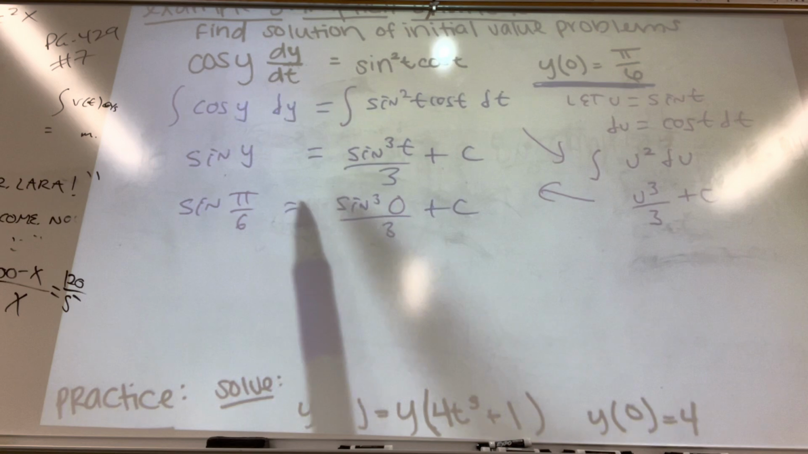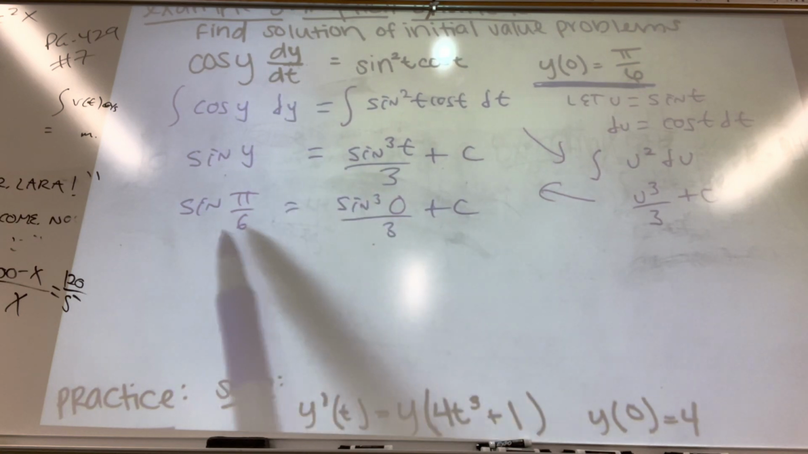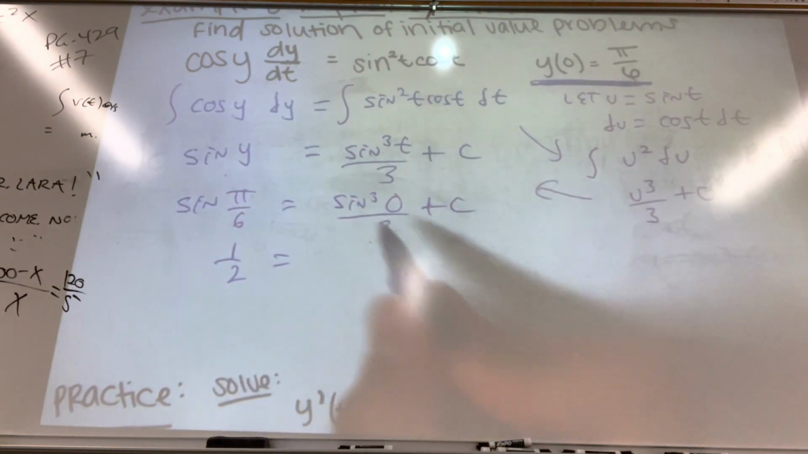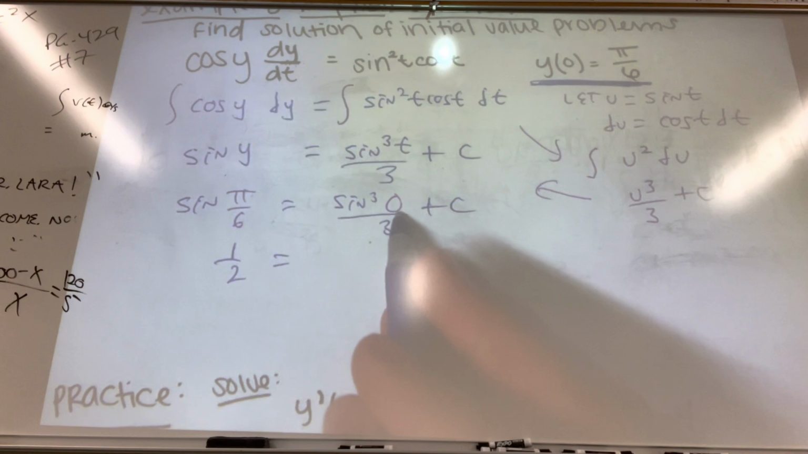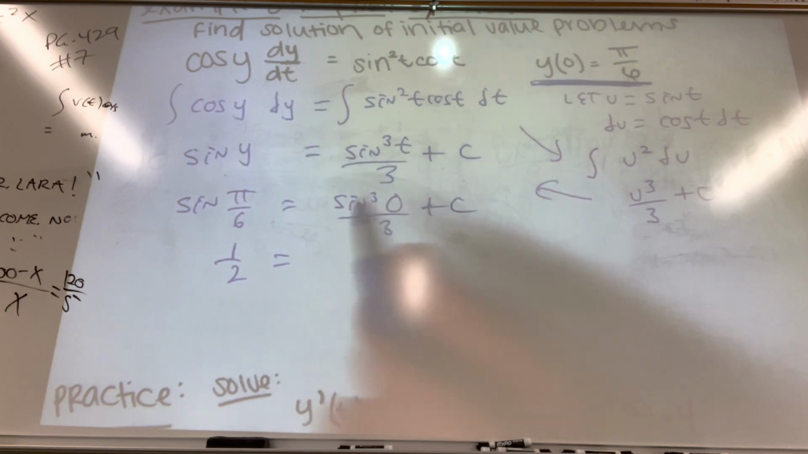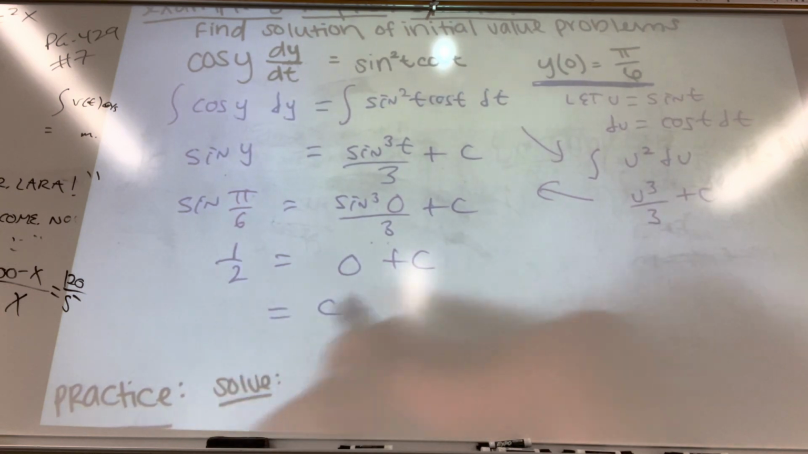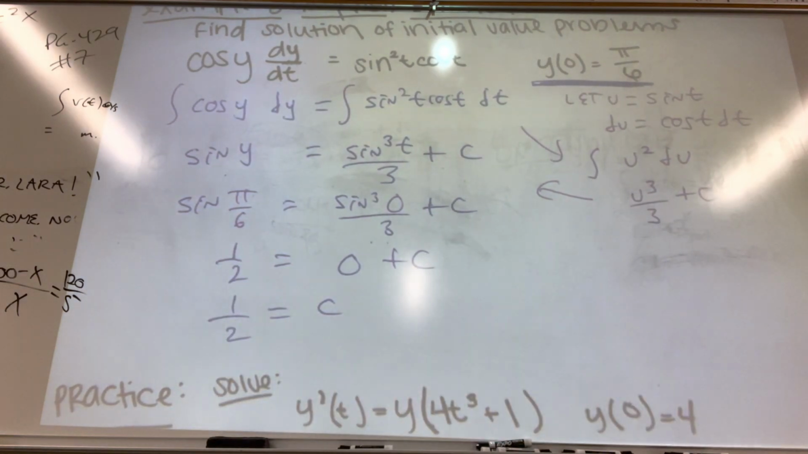But Mr. Lara, you haven't solved for y yet. I can do this right now if I wanted to, and then I get what's sine of pi over 6? 1/2. What's sine of 0? 0. And 0 cubed? 0. 0 over 3? 0. So c is equal to 1/2.